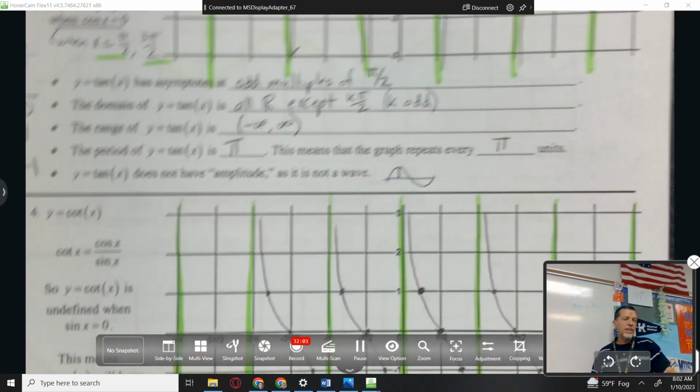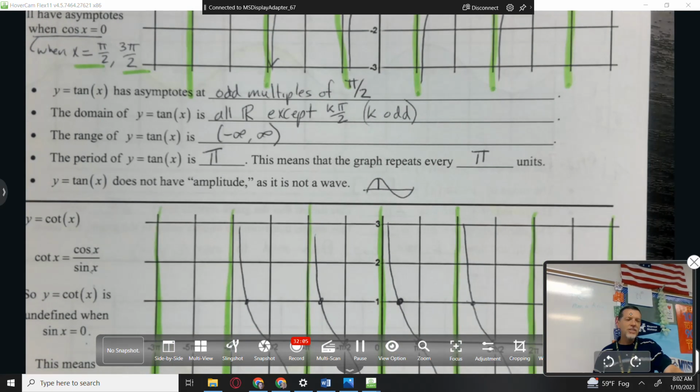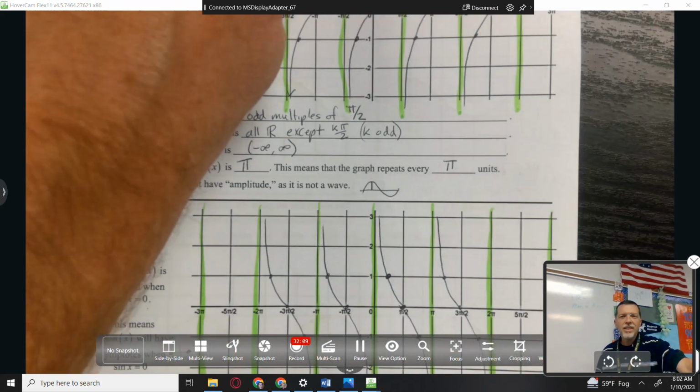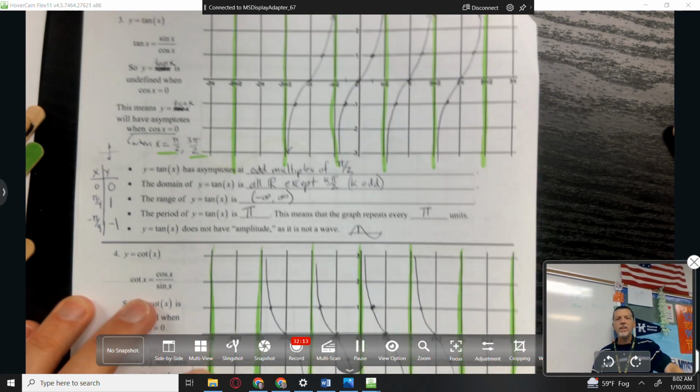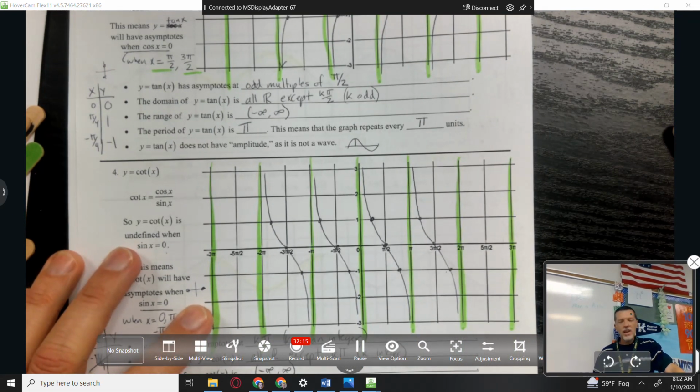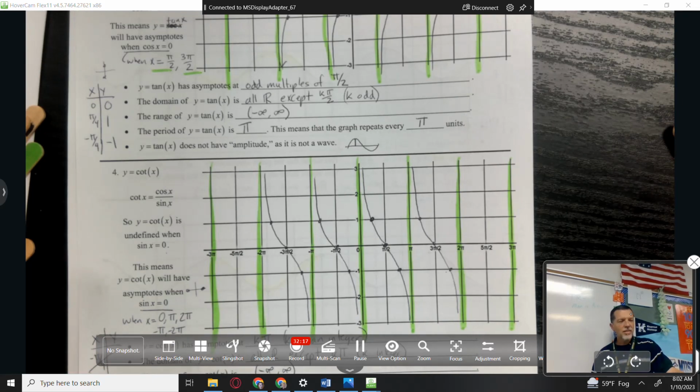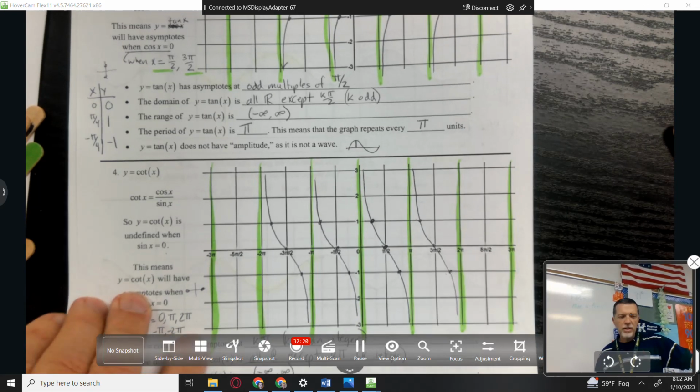And so now you look at tangent and cotangent, and you're like, well, those have similarities, but also some differences. Like tangent's increasing, cotangent's decreasing, and their asymptotes are at different spots. So some similarities, but definitely not the same thing.